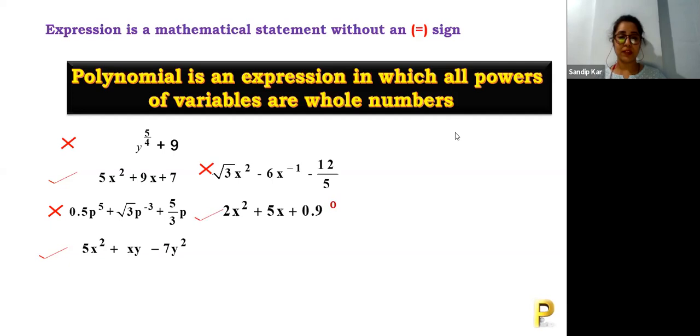2x squared plus 5x plus 0.9. Let's look out for the variables. All the variables have powers that are whole numbers. Therefore, it is a polynomial. Let's look out for the next one.